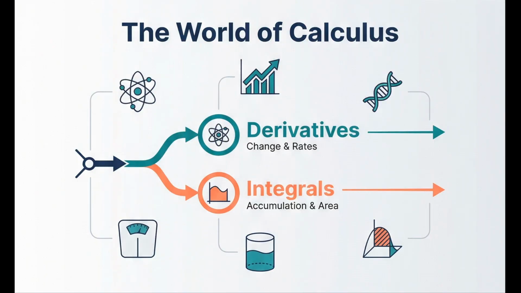Calculus is the mathematical study of continuous change. While algebra solves for static unknowns, calculus allows us to model dynamic systems. It consists of two major branches: derivatives, which measure rates of change, and integrals, which measure accumulation. From planetary orbits to economic models, it is the language of the modern world.